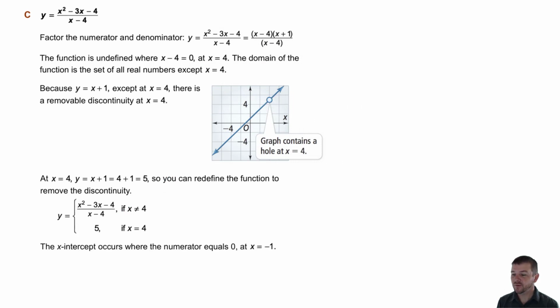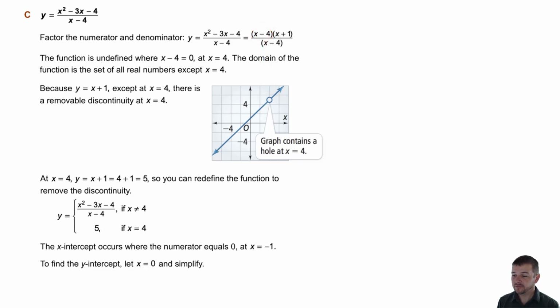The x-intercept occurs where the numerator equals 0. That's at x equals negative 1. And be careful, you may be tempted to think that at x equals 4, the numerator also equals 0, because x minus 4 is 0 when x is 4, but remember, x equals 4 is not defined in our function, it is not part of our domain, so it should not be considered as a possible value for the x-intercept.